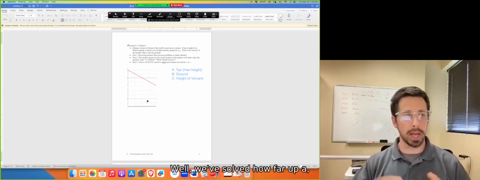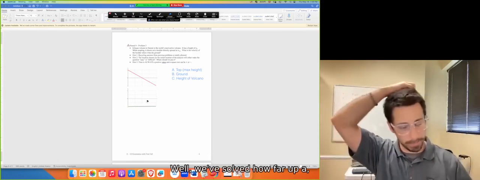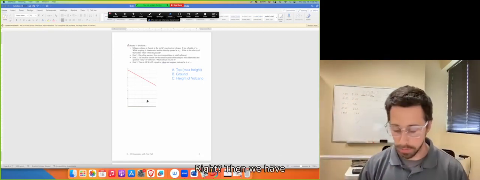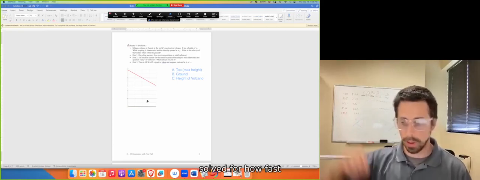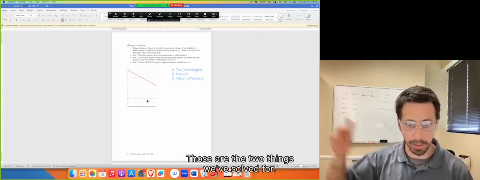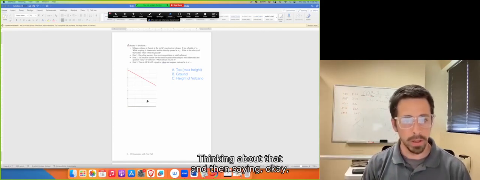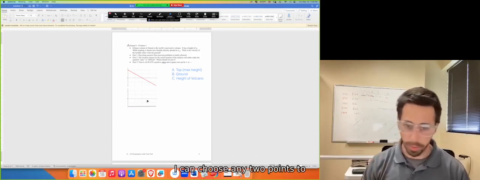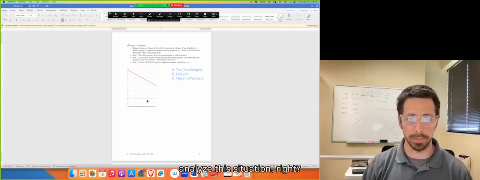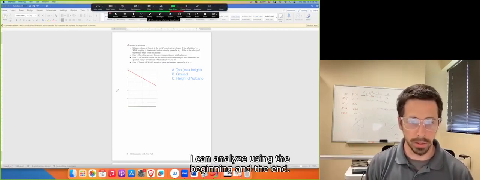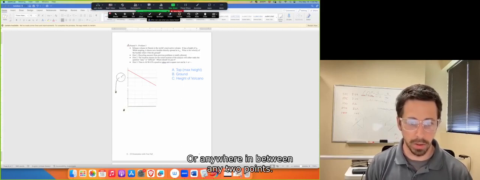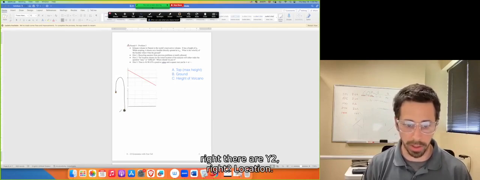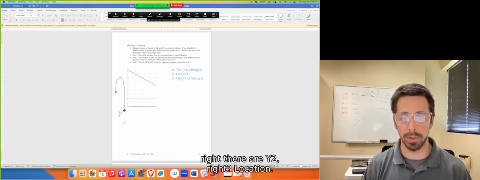What have we done so far? Well, we've solved how far up an object goes when it's thrown up, right? And then we have solved for how fast something is going when it is dropped. Those are the two things we've solved for. Thinking about that and then saying, okay, I can choose any 2 points to analyze this situation, right? I can analyze using the beginning and the end, or anywhere in between, any 2 points. I have to choose one of them as this guy right there, our Y2, right, location.